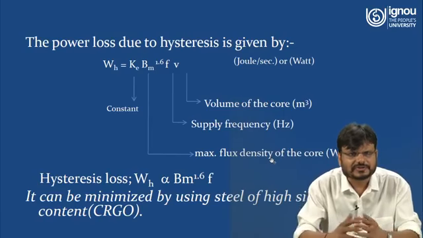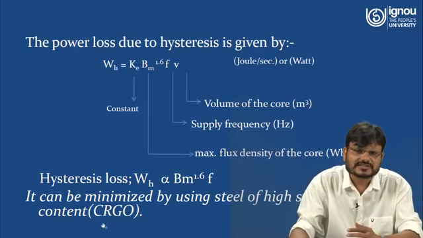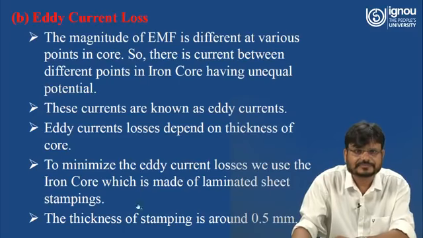So if you want to reduce the hysteresis losses, how can you reduce them? They can be minimized by using steel of high silicon content, that is CRGO material. What is CRGO? It means cold rolled grain oriented silicon steel. So if you are using CRGO material, you can reduce the hysteresis losses in the transformer.